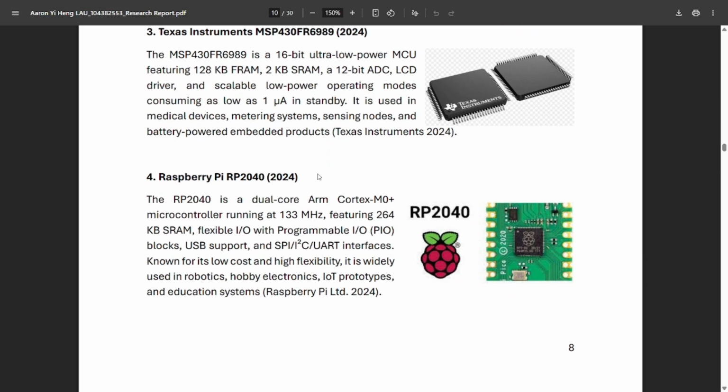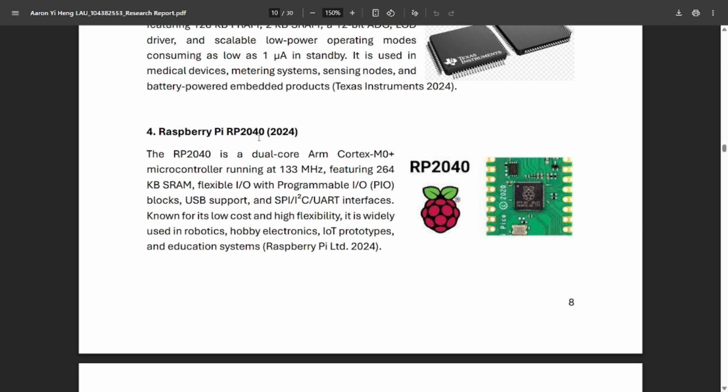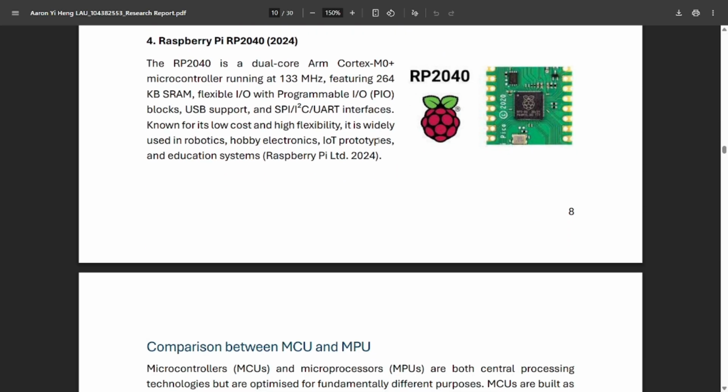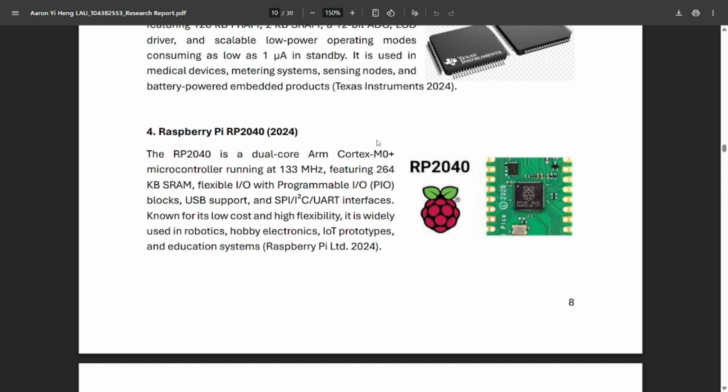Last is the Raspberry Pi RP2040, a dual-core ARM Cortex-M0+ microcontroller that is highly flexible and used in education, hobby electronics, and robotics. This example shows how diverse MCU applications can be, from simple applications to AI-enabled edge devices.